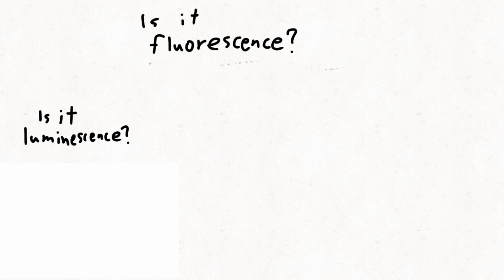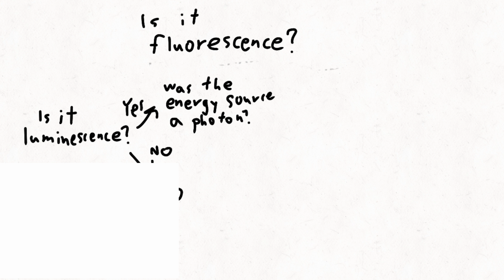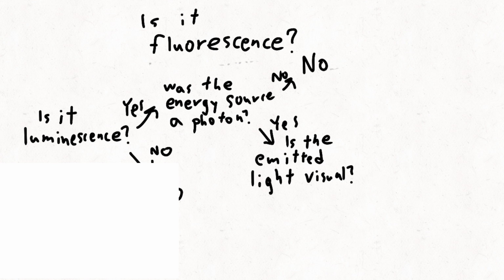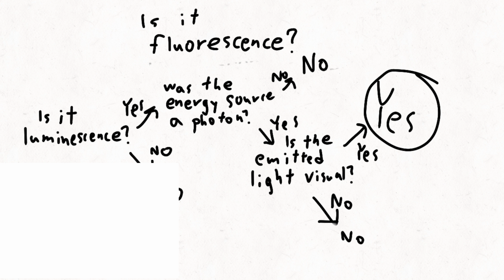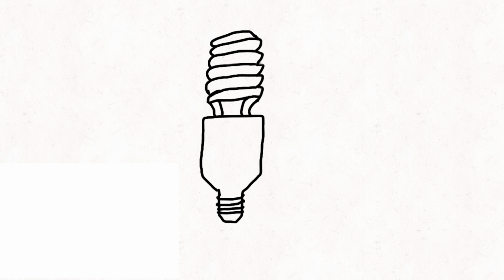The way this connects to fluorescence can be demonstrated through a flowchart. The question is, was it luminescence? If the answer is no, then of course no. The second question is, was the energy source an absorbed photon for the electron? And if the answer is no, then no again. Then you continue on. And then if the light emitted at the end was visible, then yes, indeed, it was fluorescence.